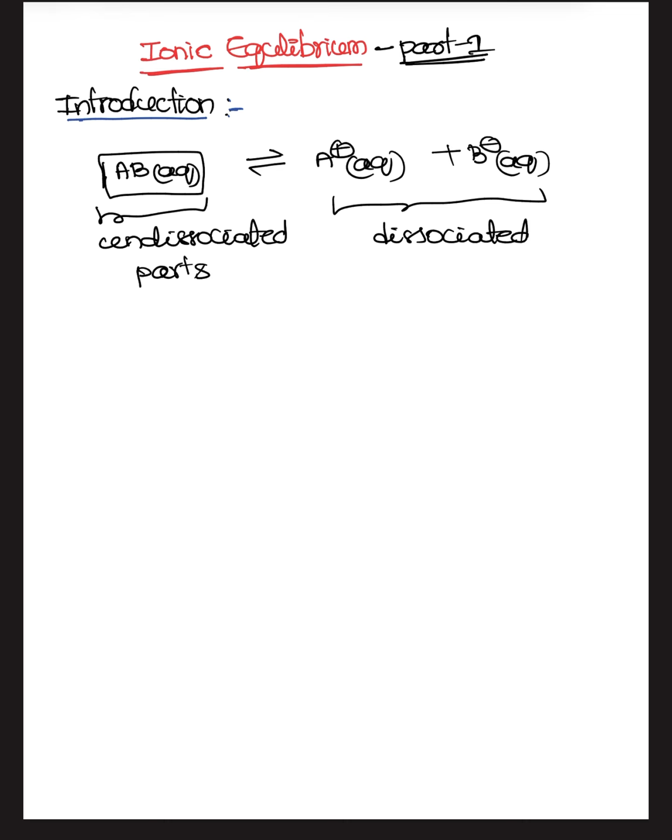Ionic equilibrium means the equilibrium established when a substance is dissolved in water. Some parts of the substance are dissociated, and some are undissociated. The equilibrium that is established is called ionic equilibrium. Here, there is some important terminology we have to learn.